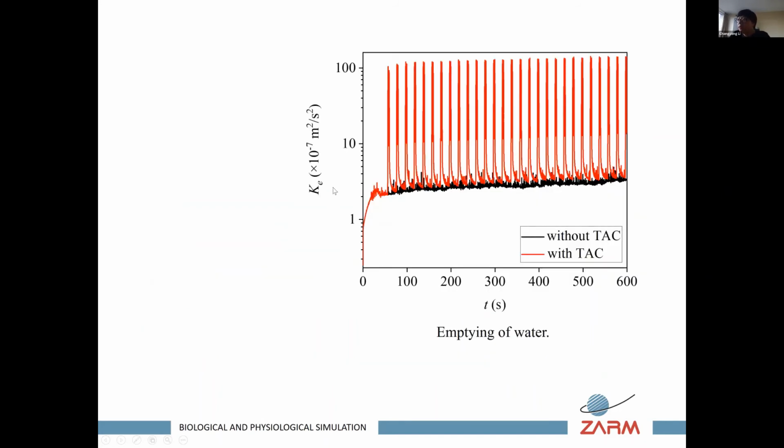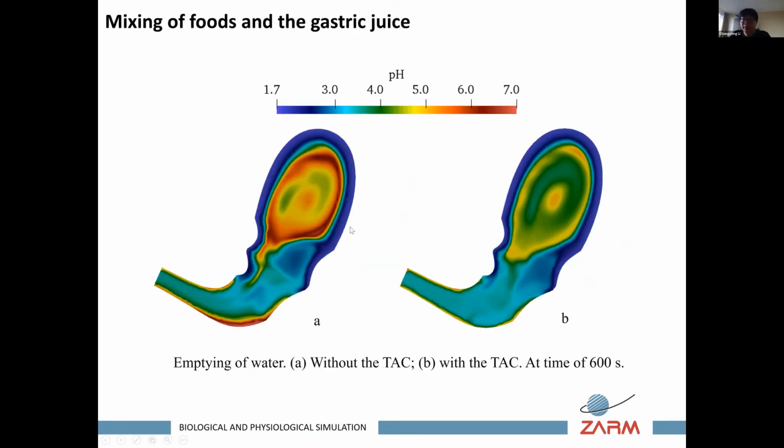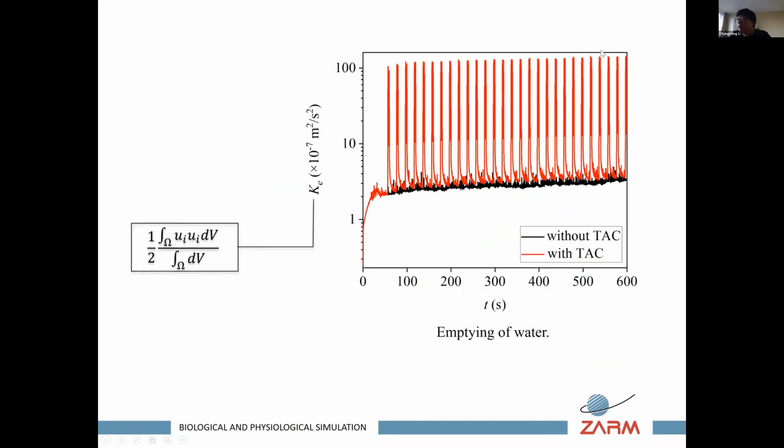In this figure, we show the change of the average kinetic energy with time. As can be seen, the periodically generated TAC cause periodic oscillations of the kinetic energy, and the TAC can obviously increase the average kinetic energy.